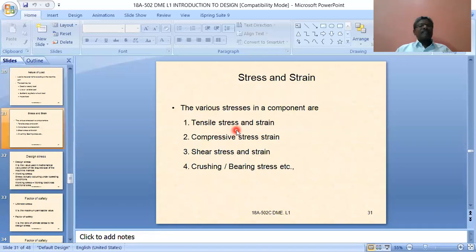Now, in case of working stress, the stresses are mainly tensile stress, which is the stress induced in a body due to tensile load, that means which tends to elongate the body. The strain is tensile, corresponding to the tensile stress. Then there are compressive stress, shear stress, and crushing or bearing stresses.